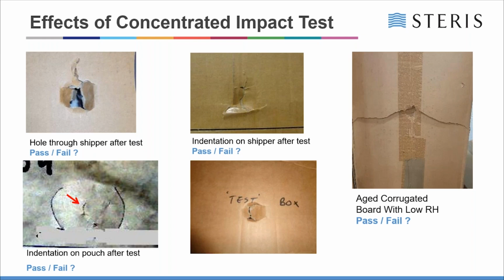If you have, say, aged corrugate, and the board stored in a very low relative humidity area, the picture on the right basically shocked me when I first saw it, because the board actually cracked. It split the whole board across, and I could push my finger through the corrugate quite easily in a different location of the box.